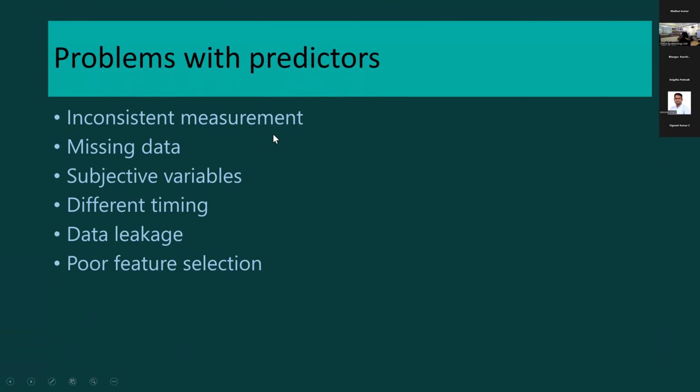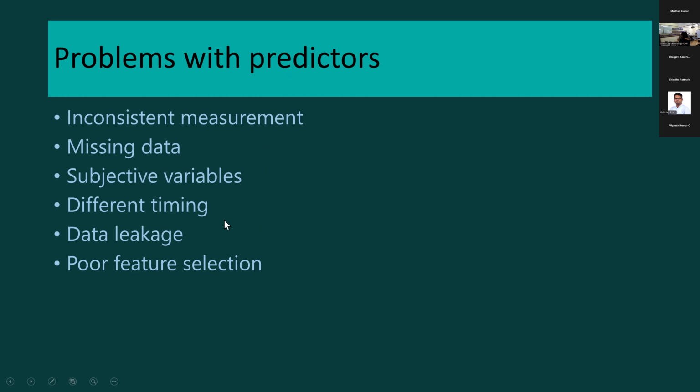The problem with the predictors is they can be inconsistently measured. For example, if we are checking BMI, the components are height and weight, so it depends on how robust the person is checking the height and weight. There can be missing data and subjective variables. If it is involving a gradient of scale, between mild and moderate limitation, for someone it might be a mild limitation, but for some other assessor it could be a moderate limitation. So certain variables can be subjective.